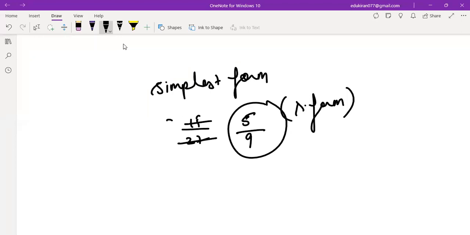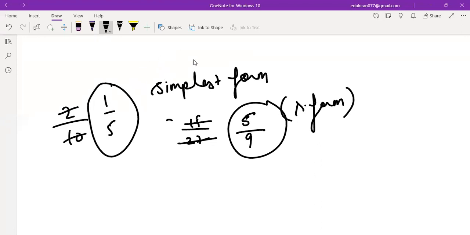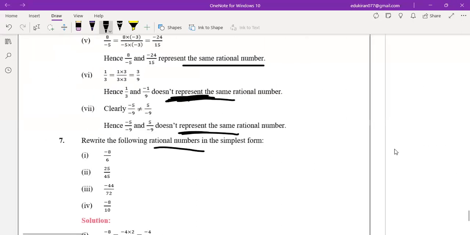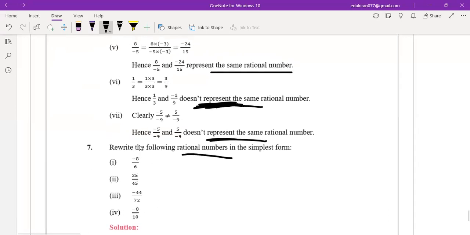Okay. For example, 2 by 10. So 2 ones are 2, 2 fives are 10. So this is the simplest form because I cannot divide it further. In case this is the situation, first 2 twos are 4, 2 eights are 16. So this will be the simplest form because I cannot divide it further. Ma'am, we can also directly divide by 4. 4 ones are 4, 4 fours are 16. It's your choice. Okay? So these are your numbers. Write them in the simplest form.